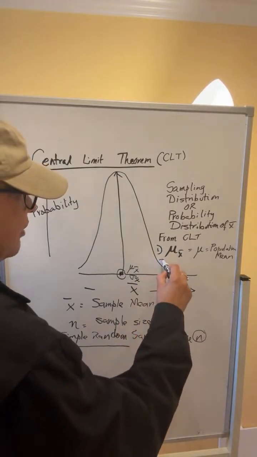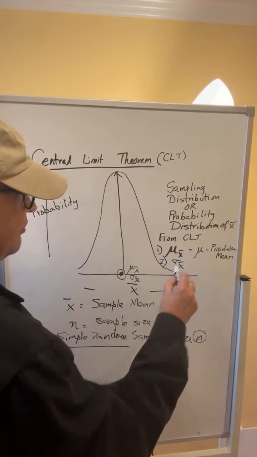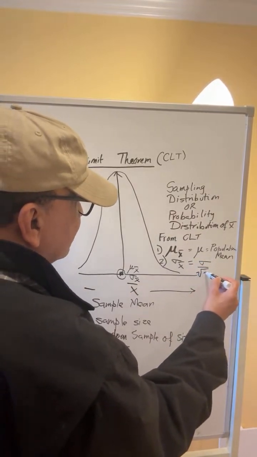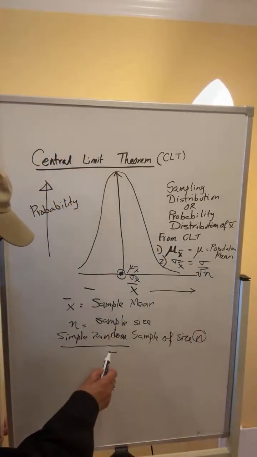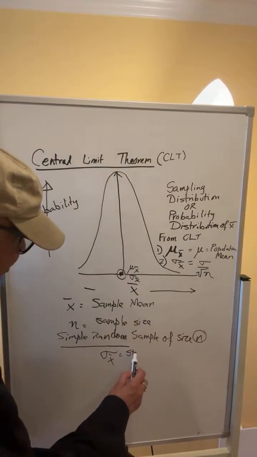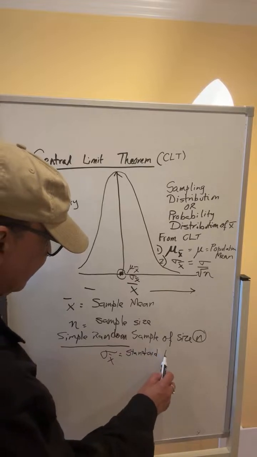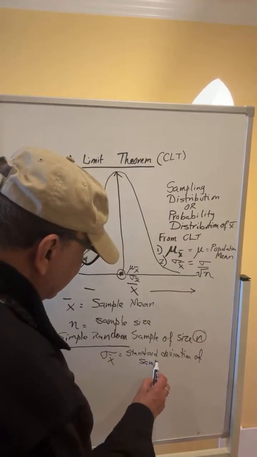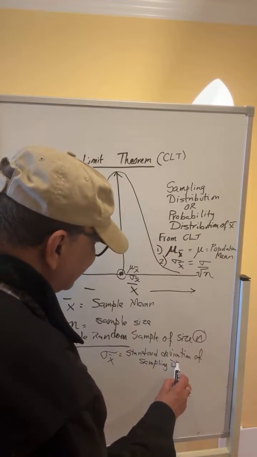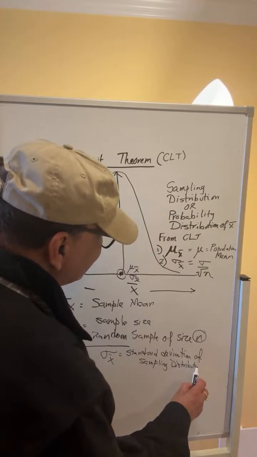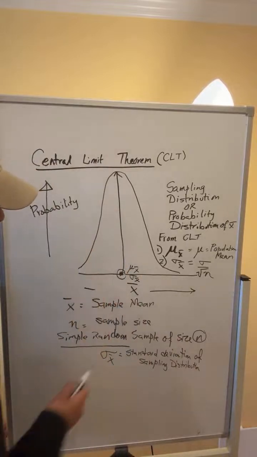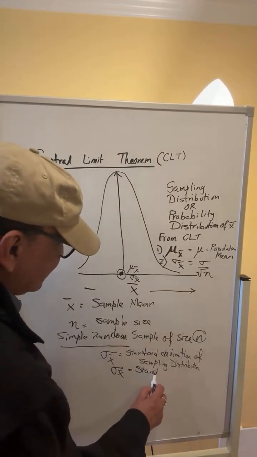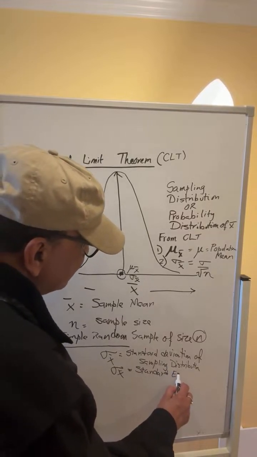Okay, that's number one. Number two, the standard deviation of the sampling distribution is equal to sigma divided by square root of n. Okay, so sigma X bar is the standard deviation of the sampling distribution. Again, standard deviation means the average variation of the sample means from the center, from the population mean. Okay, sigma X bar is also called standard error. It's an average variation of the sample means from the population mean.